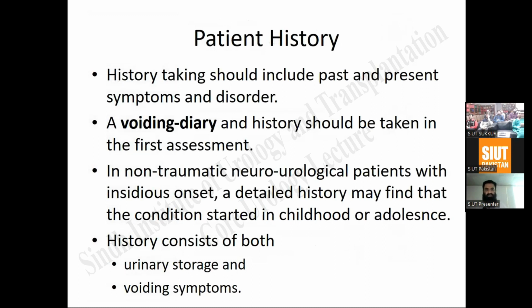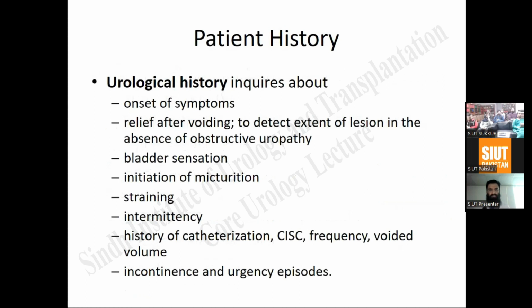So, patient history. History taking should include the present and past symptoms, and writing diaries is the first assessment. In a non-traumatic neurological patient, a detailed history may go back to childhood or adolescence. History may consist of urine storage and voiding symptoms. You ask about the onset of symptoms, relief after voiding, bladder sensation, initiation of micturition, straining, intermittency, past history of catheterization, CISC, frequency, voided volume, incontinence, and urge episodes.